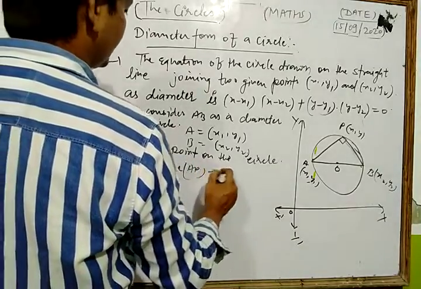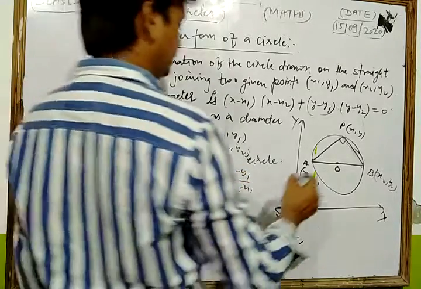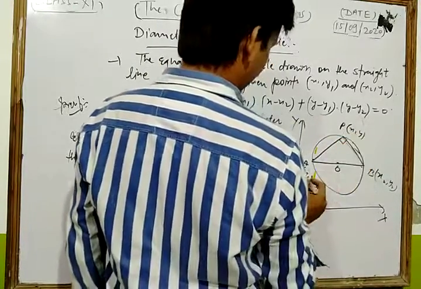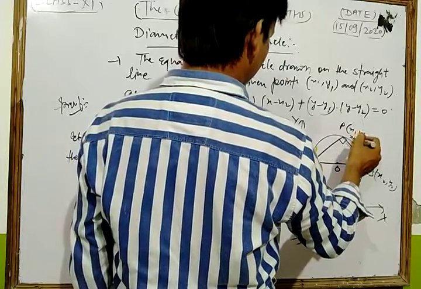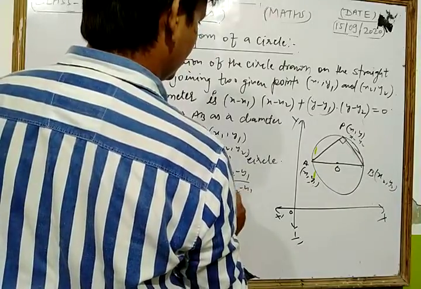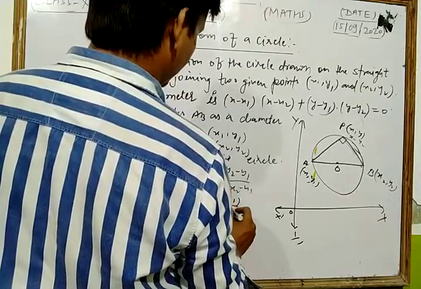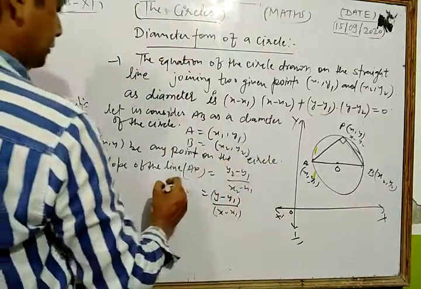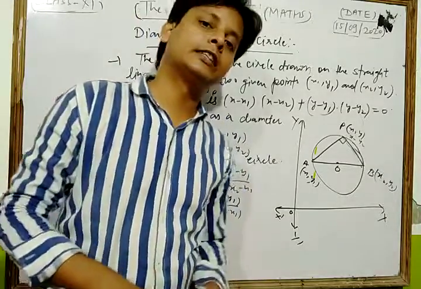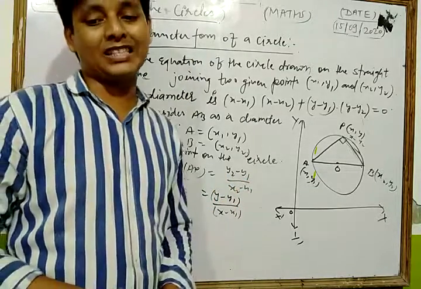Then the slope of the line AP, which line? AP is y2 minus y1 upon x2 minus x1. Let's take this as x1, y1, and that as x2, y2. So we get y minus y1 upon x minus x1. This is the slope of the line AP. You know that when a line passes through two given points, the slope of the line is y2 minus y1 upon x2 minus x1.